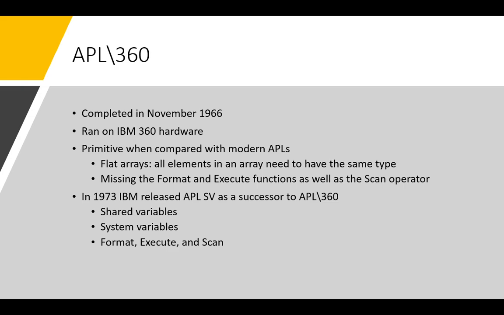In 1973, IBM released APL SV as a successor to APL 360. It included shared variables, system variables, and also implemented format, execute, and scan.